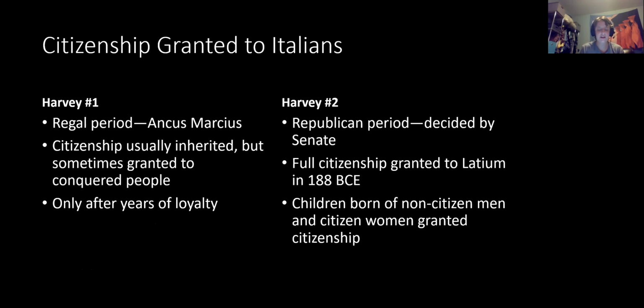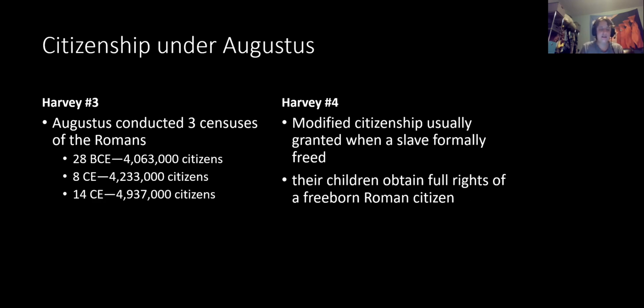In the Republican period, to whom citizenship was granted was decided by the Senate, as Harvey selection number 2 tells us. This excerpt from Livy's History of Rome recalls 188 BCE, when full citizenship was granted to all who lived in Latium, the region of Italy where Rome is located. This grant also gave citizenship rights to children born of non-citizen men and citizen women, that is, women whose fathers were citizens. In 90 BCE, citizenship was granted to all of Rome's allies on the Italian peninsula. This marked a huge increase in citizenry.